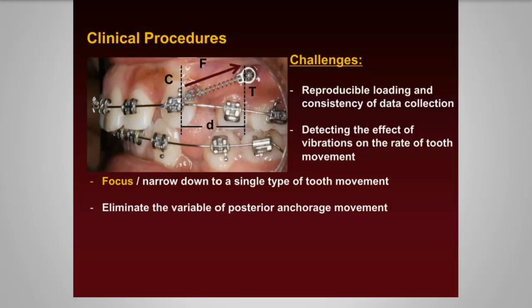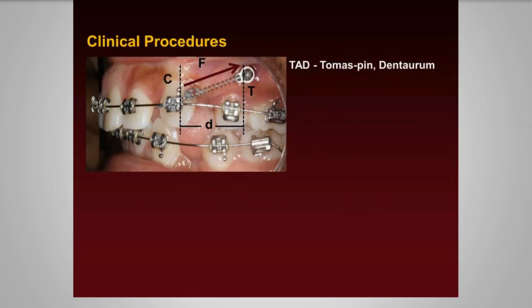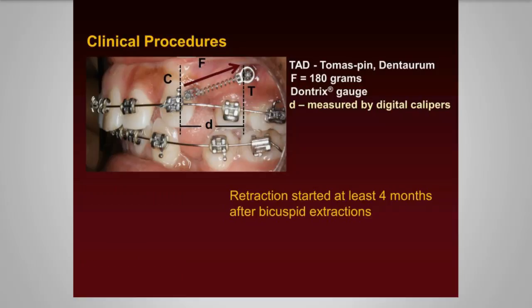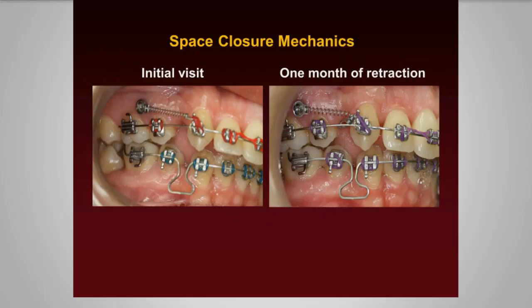So with that in mind, I will quickly go over the parameters. We use a TAD for an anchorage unit, with 180 grams of force. The distance was measured with a digital caliper straight in the mouth, which I firmly believe is one of the best methods to measure the tooth movement against a fixed point. And retraction started consistently for every patient at least 4 months after the extraction of the bicuspid. Otherwise, fresh extraction holes into which we move these teeth would obviously be a confounding factor and introduce some variables.